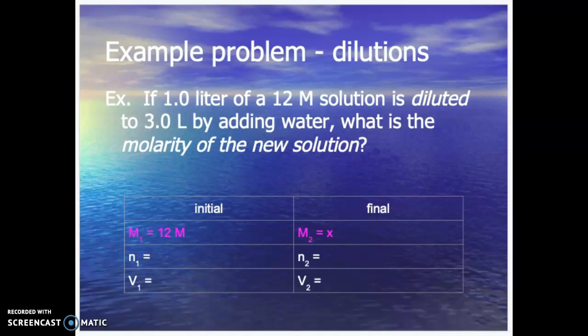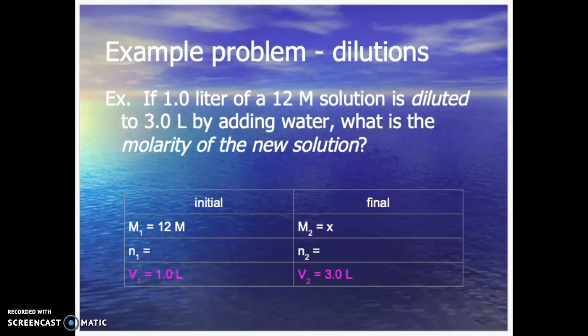The problem is asking me to solve for the molarity of the new solution, so that's my M2, my x that I'm solving for, my final molarity. I see some volume information given in the problem. My initial volume is 1.0 liter. Gotta get those 2 sig figs in there. And my final volume is 3.0 liters of my new solution. So my V2 is 3.0 liters.